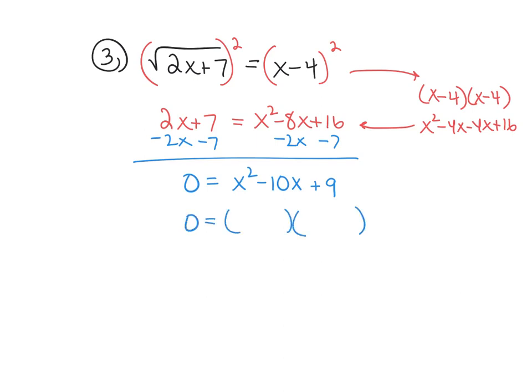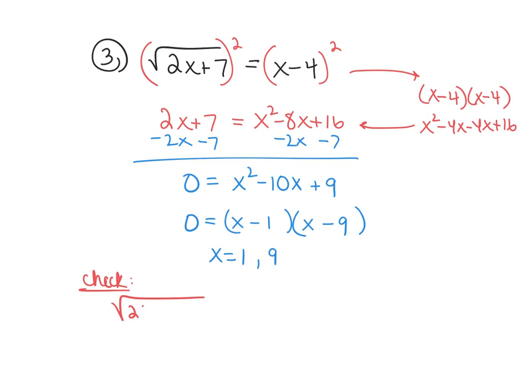And so we're going to factor this. We need two factors of positive 9 that add up to negative 10. So that one wasn't too bad. And we get x equals 1 and 9. And again, we have to check it because in that process of squaring both sides, we can create a solution that doesn't work. When you check, you have to go back to the original.